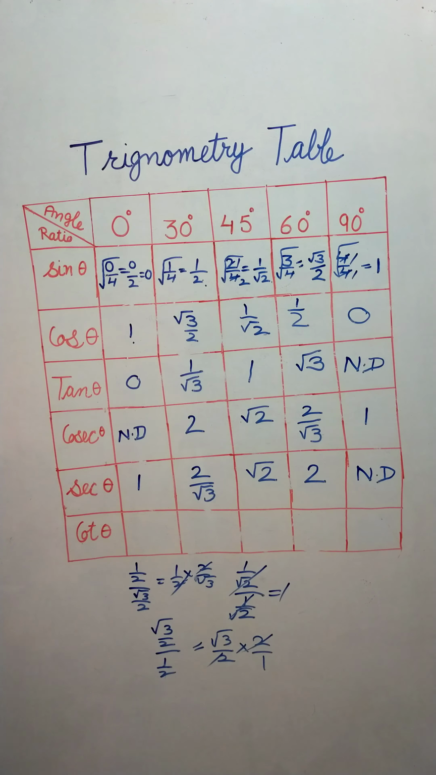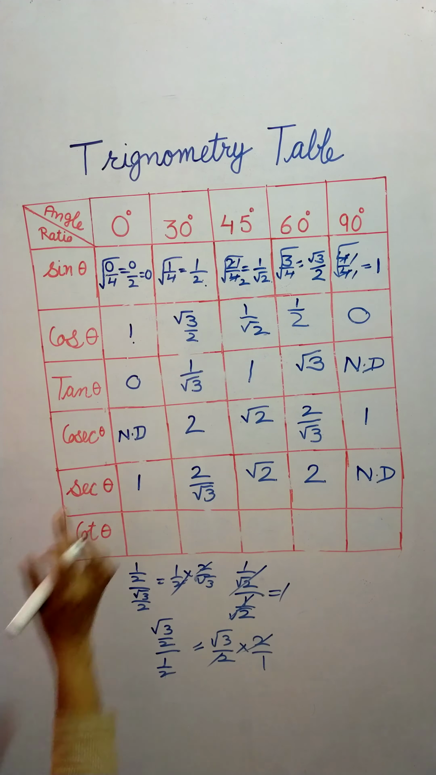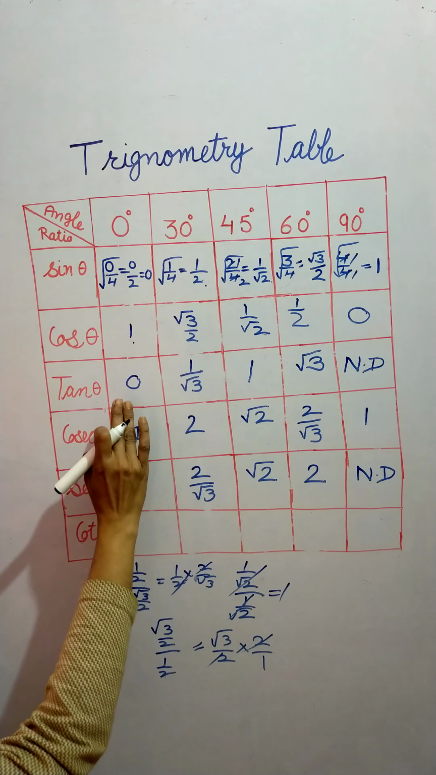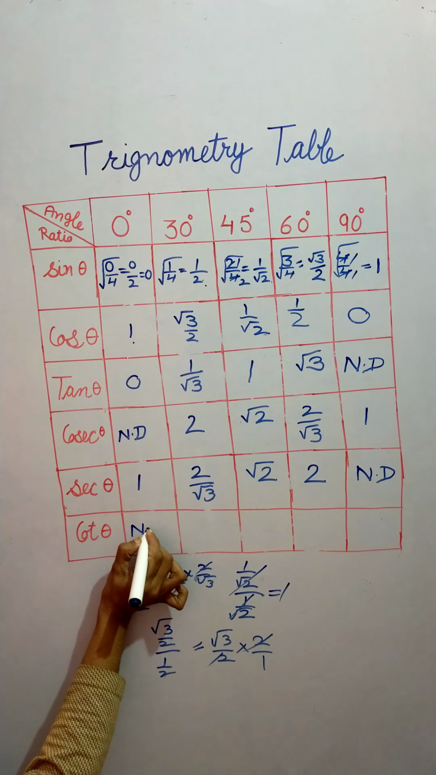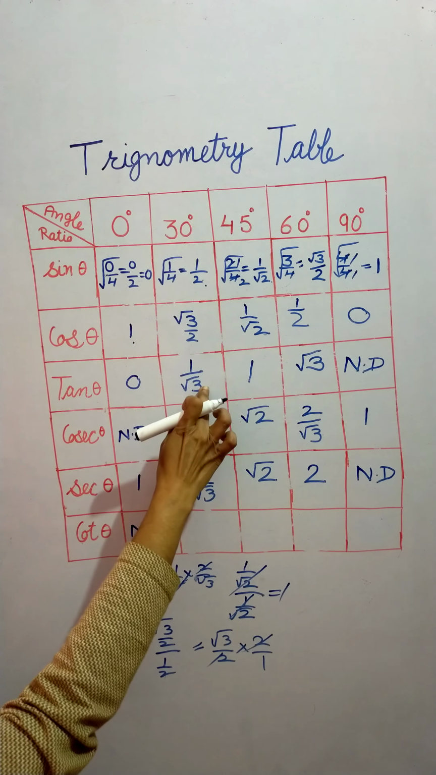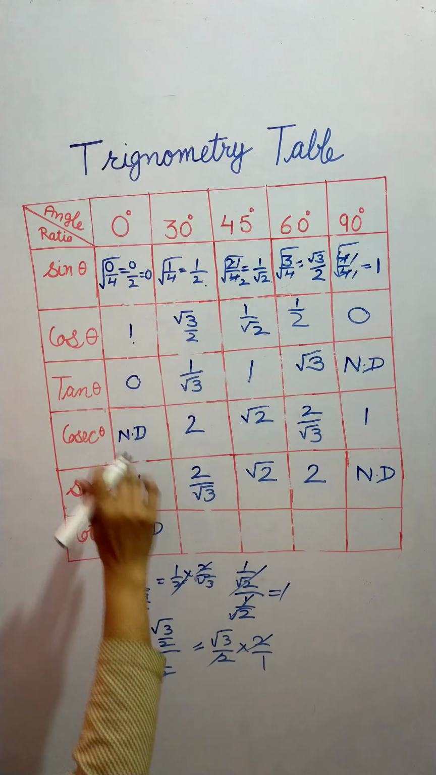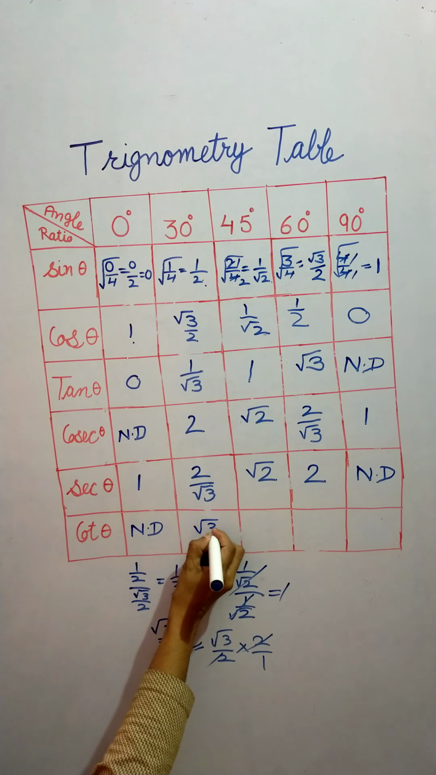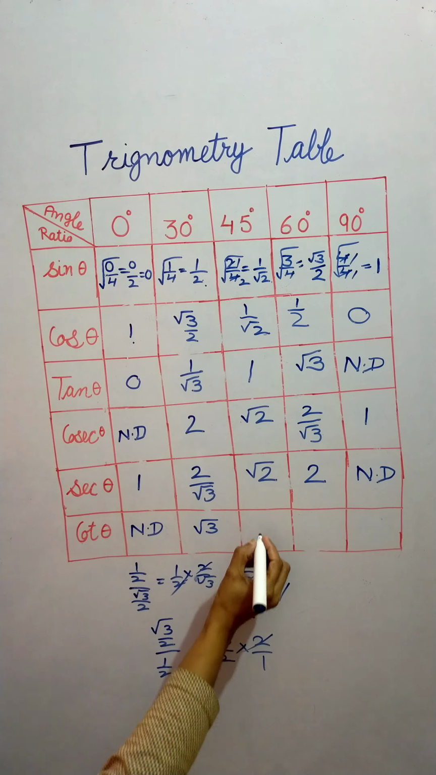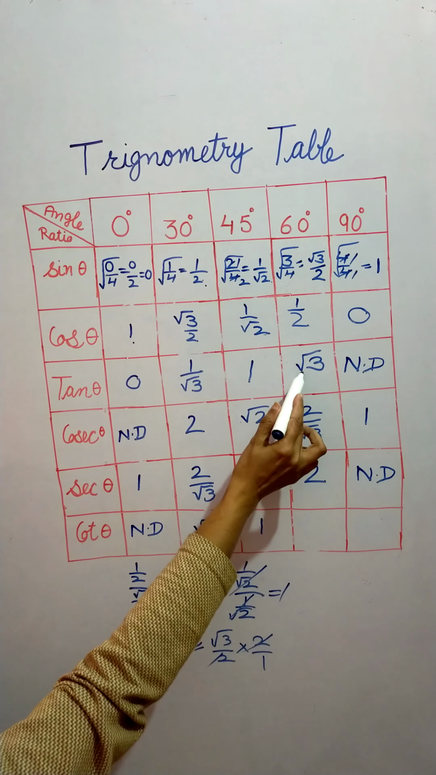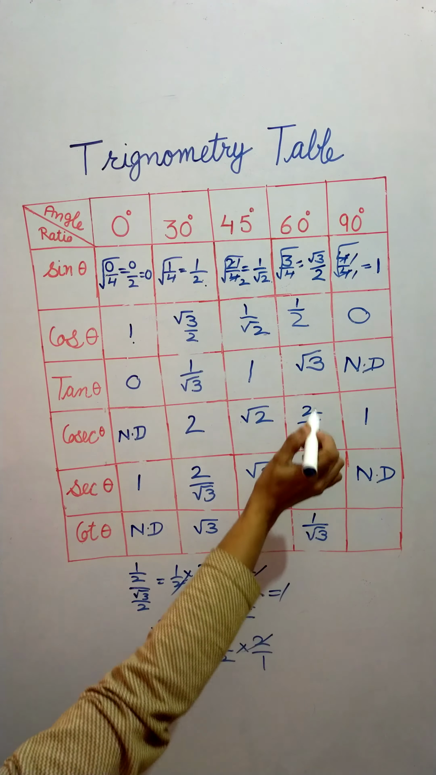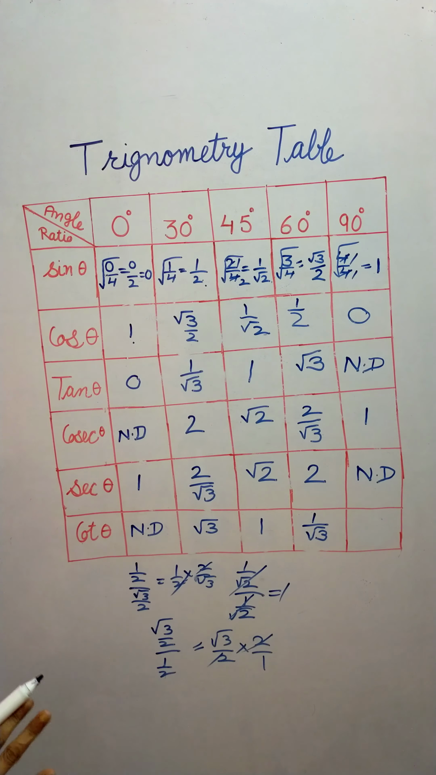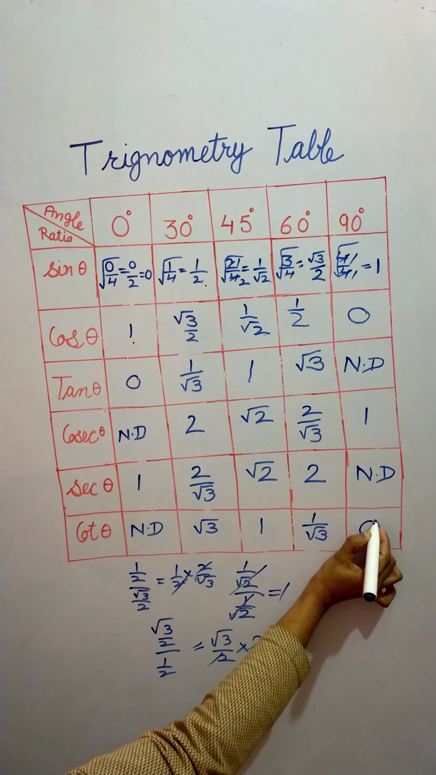Next is cot theta. Cot theta is the reverse of tangent theta. So first is 0 by 1. Reverse of it will be 1 by 0. Not defined. Then 1 by under root 3. Reverse of 1 by under root 3 is under root 3. Then 1. Reverse of 1 is 1. Under root 3: reverse of under root 3 is 1 by under root 3. Not defined means 1 by 0, so reverse of it is 0 by 1. So this is 0.